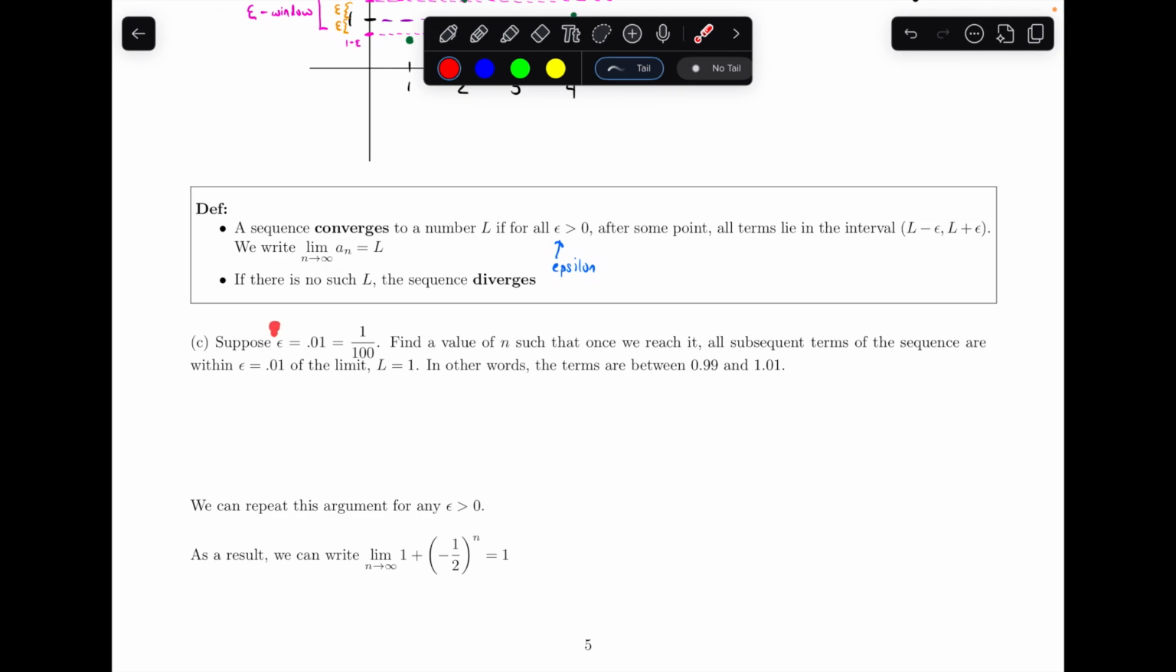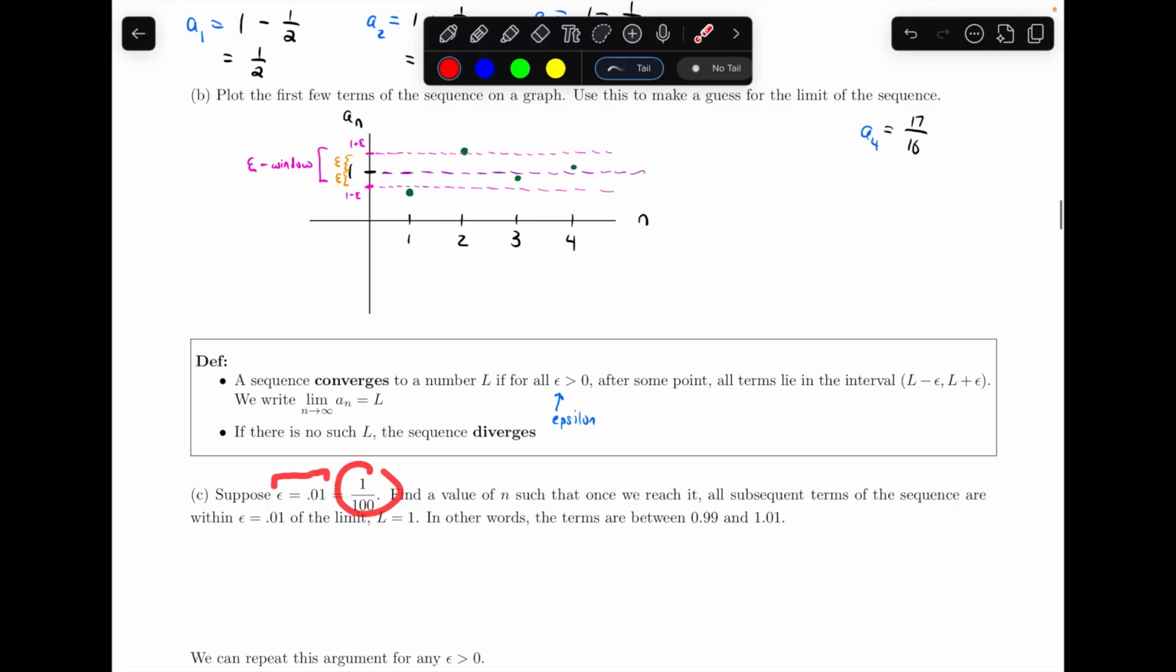So let's suppose that epsilon was 0.01, which is 1 over 100. So I'm going 1 over 100 up, 1 over 100 down. Find a value of n such that once we reach it, all the subsequent terms of the sequence are within 0.01 of the limit. So all the terms are going to be within, if I go 0.01 up or 0.01 down, well, that puts me between 0.99 and 1.01. How far do I have to go to guarantee that?